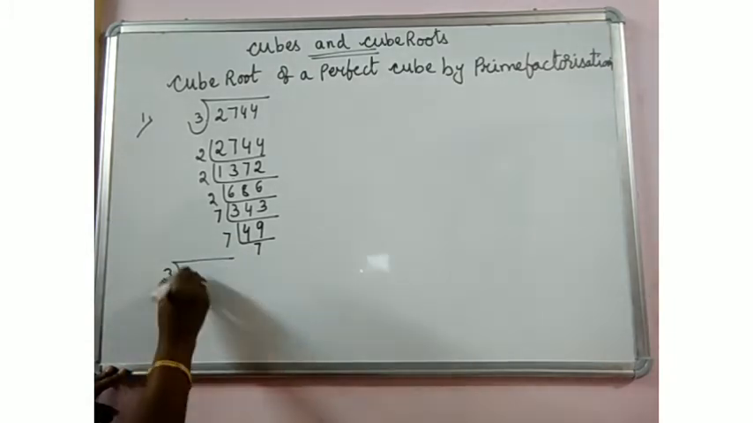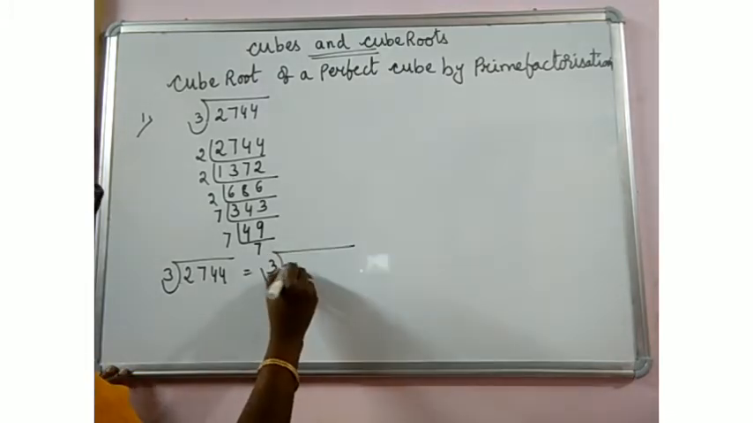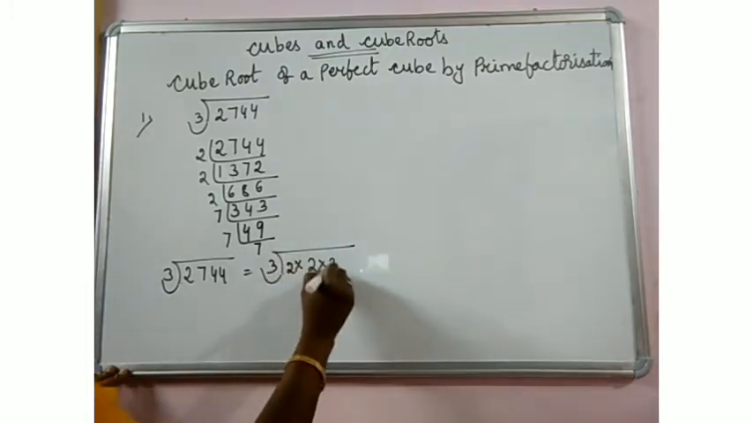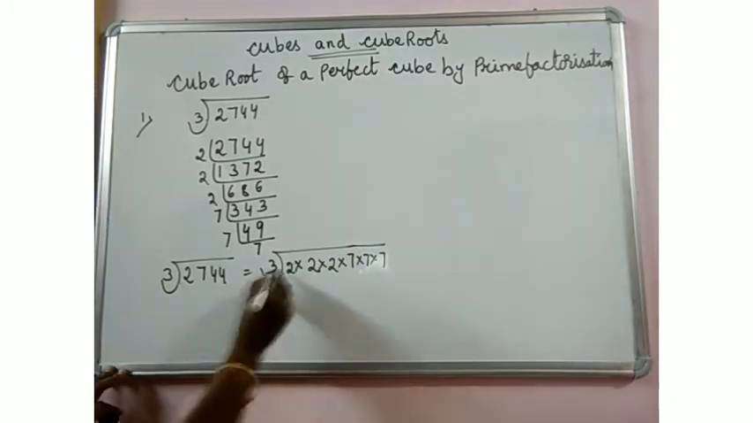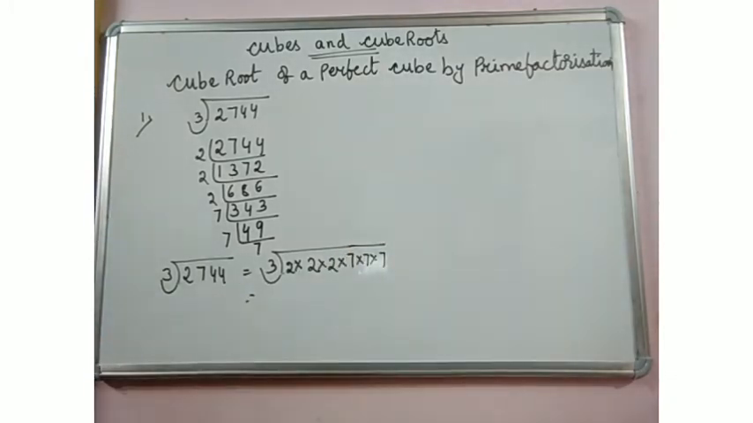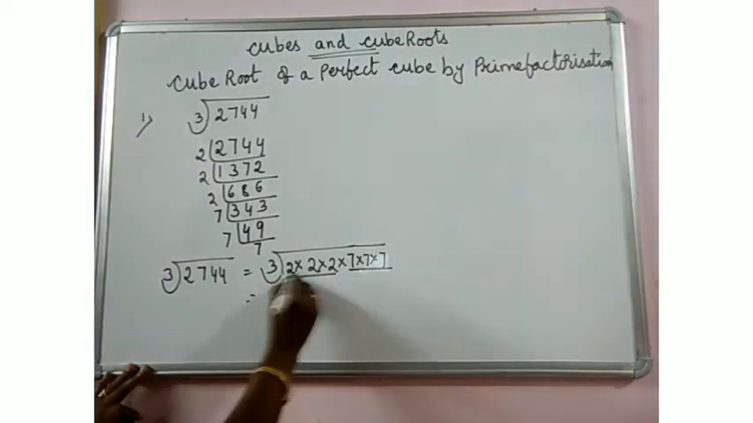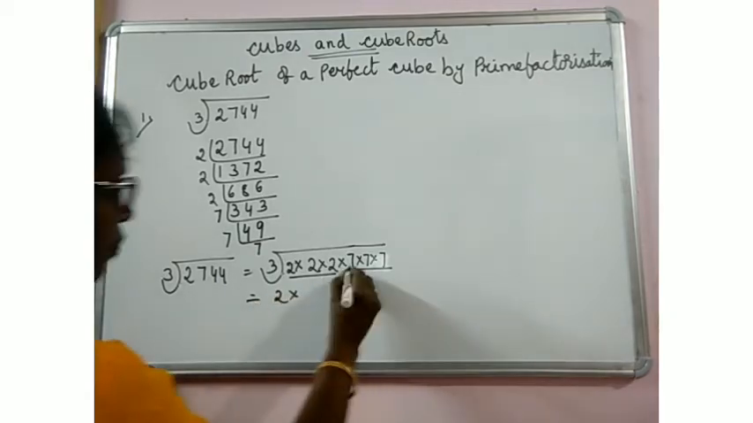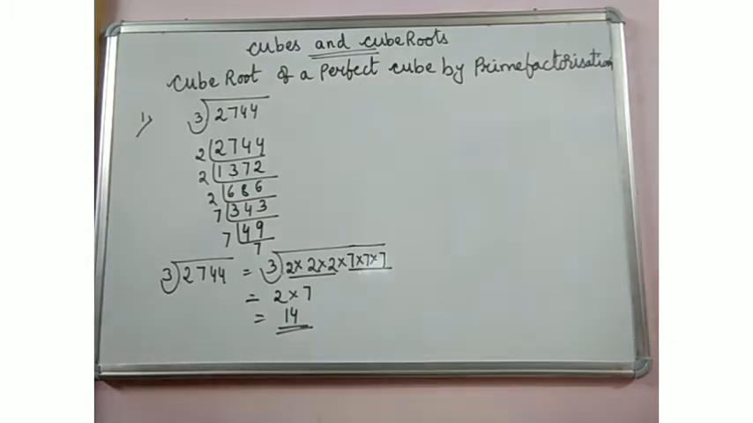So cube root of 2744 is equal to cube root of 2 into 2 into 2 into 7 into 7 into 7. And in order to find the cube root of a number, for 3 equal factors you have to take 1. So for 3 2s we have to take one 2. For 3 7s one 7, you will get 14. So cube root of 2744 is 14. I hope this is clear to you.